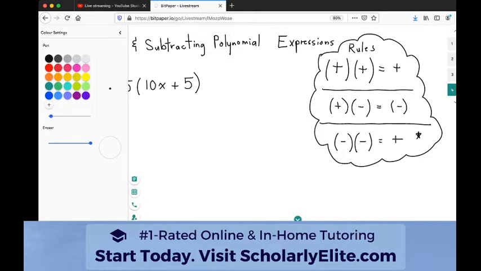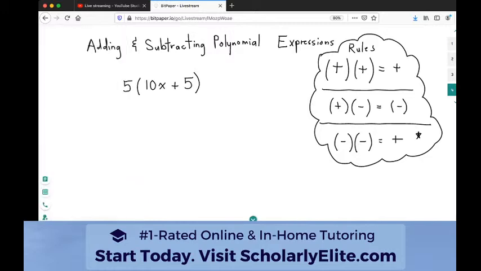What's really important to remember here is that we're going to use what I like to call our Saber-Tooth method, and I'll show you why. And I didn't make that up, actually. One of my students made that up. So we're going to multiply this number 5 into each part of this statement inside the brackets. So 5 times 10x is going to be 50x, because we're just multiplying the coefficient. And then 5 times 5 is 25. And that's our final answer for this question.